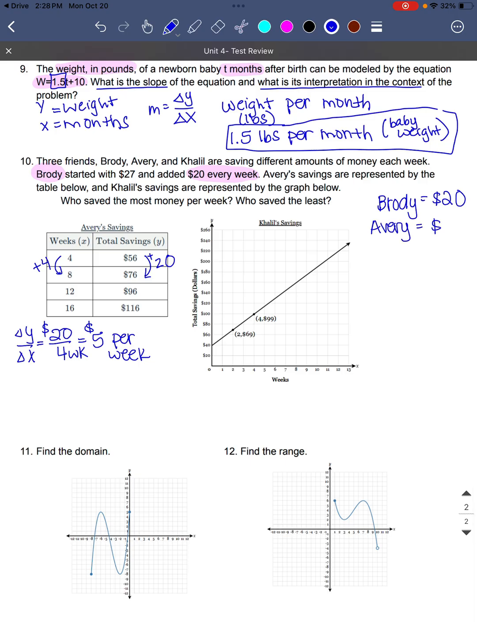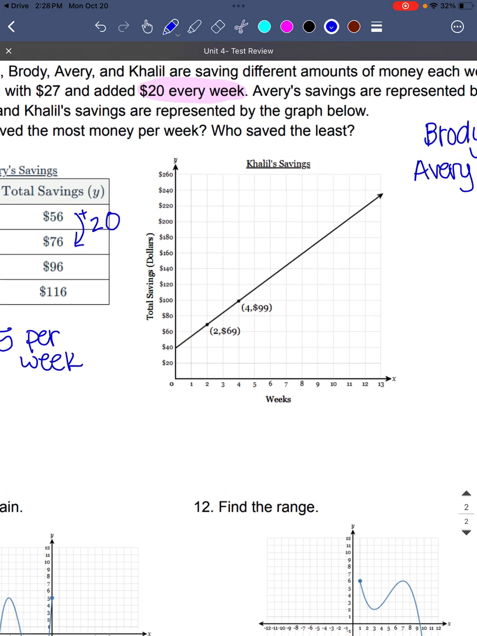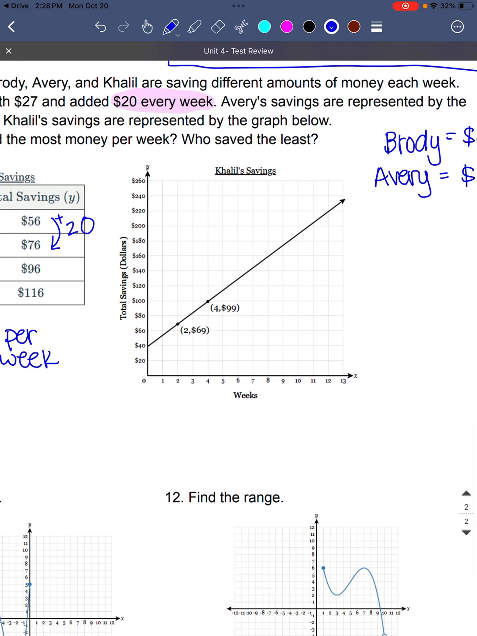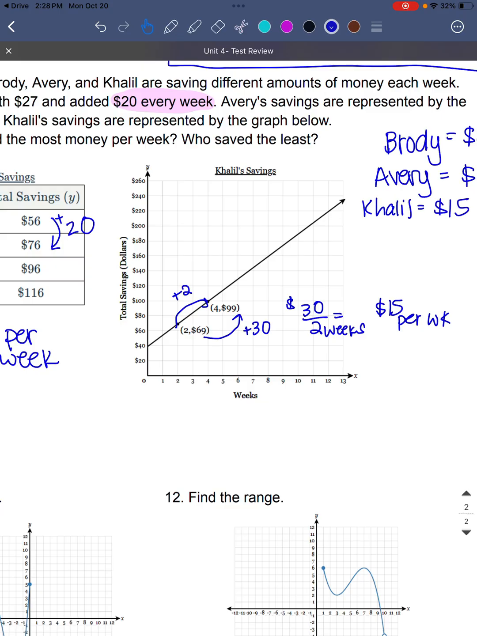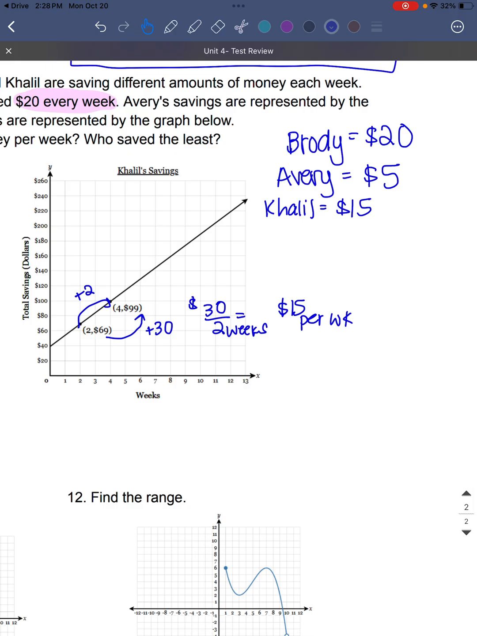And let's look at Khalil. We could just use the 2 points that they gave us. So if it looks like in 2 weeks, Khalil saved $30. So if that's $30 in 2 weeks, then that must be 30 divided by 2 would be $15 per week. So Khalil is $15. So now we can just label the most to the least. So Brody was the most and Avery was the least with $5. And then Khalil was just in the middle.